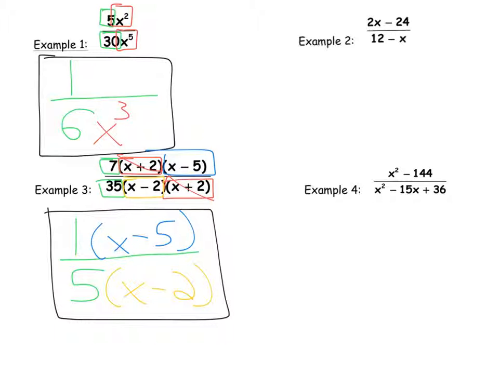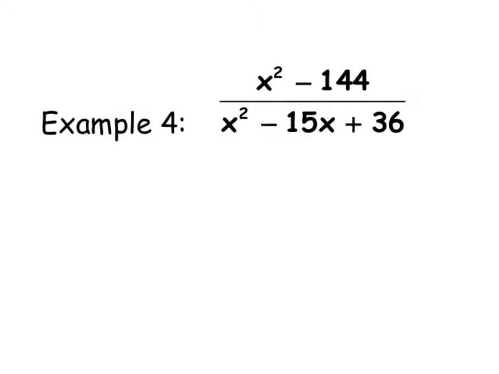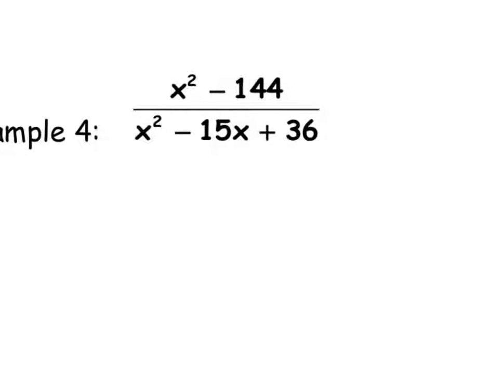So, let's take a look at example 4 first. This is a more traditional example. This is what you're mainly going to be seeing in this section and the rest of the chapter. All right, so example 4. Well, the first thing we're going to have to do is factor each part of this. Let's start off with the numerator, x squared minus 144.